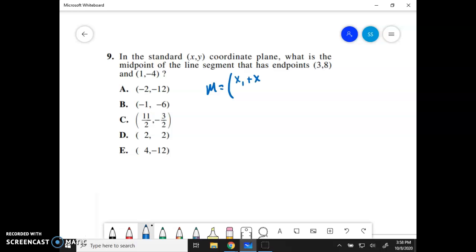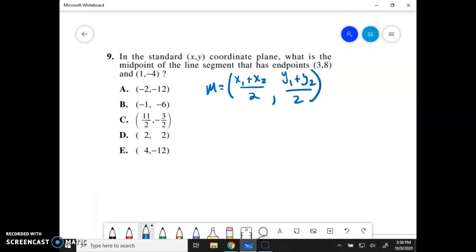x1 plus x2 over 2 and y1 plus y2 over 2. However, there's no formula sheet on the ACT, you just have to have these memorized. So it's definitely in your best interest to go over some of these equations that you have learned over the years. So let's go ahead and do this.